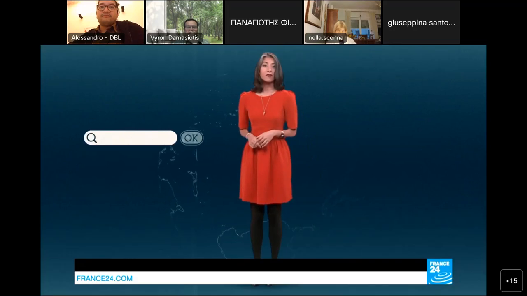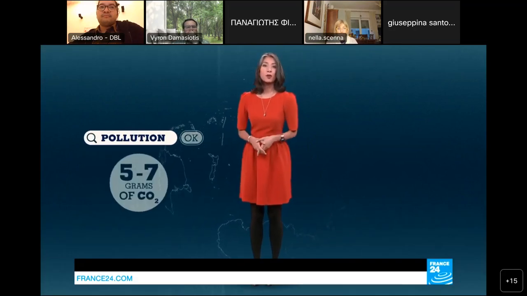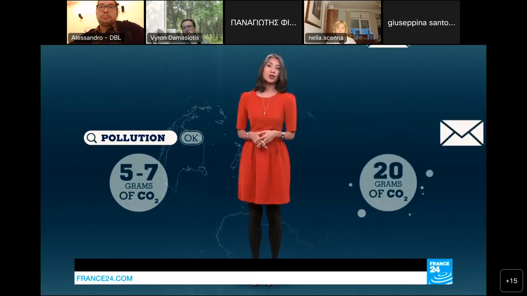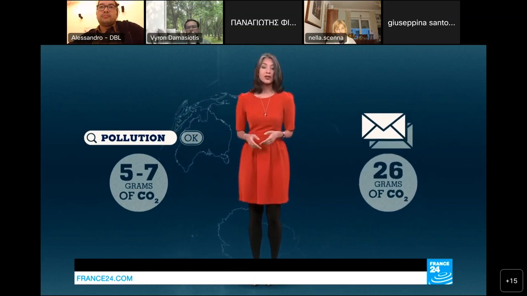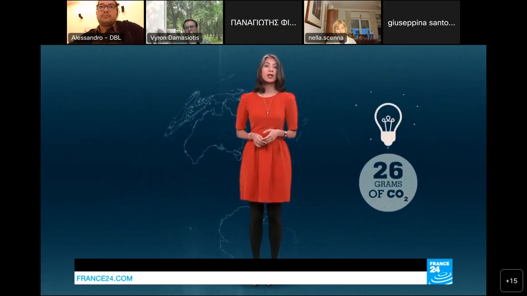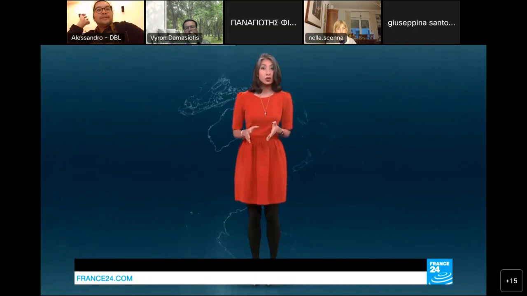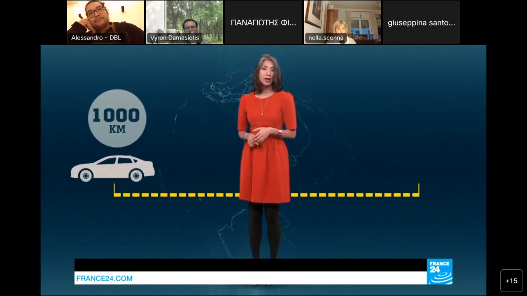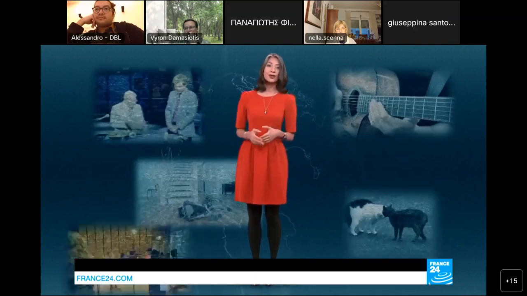Do the math and you'll find a Google search is equivalent to 5 to 7 grams of carbon dioxide. An email weighs 20 grams of CO2. That person who CC'd, another 6 grams. That's the same as using a light bulb for an hour. If every day for a year you send out around 30 emails, you'd produce as much CO2 as a 1,000-kilometer car ride. Add to that all the videos, shows, and movies that get downloaded and streamed.